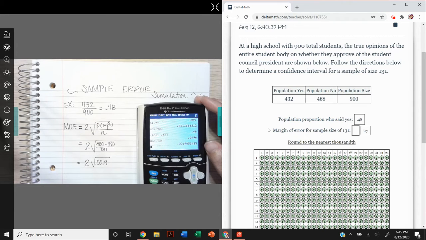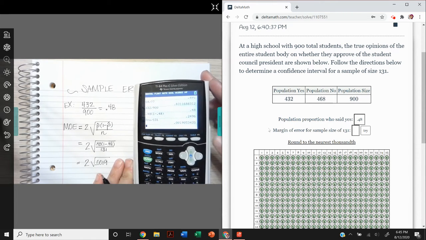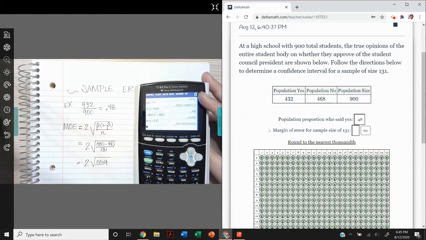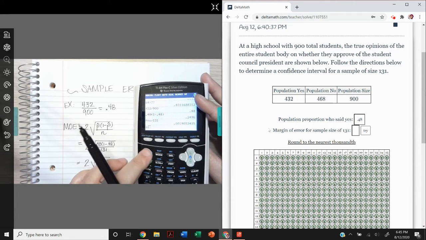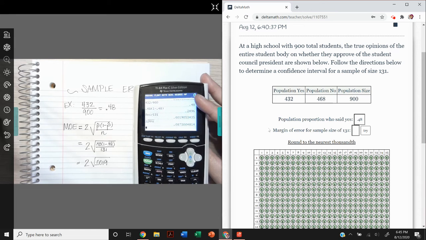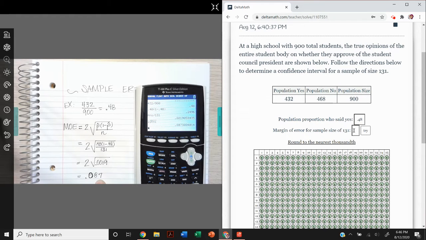Now, with calculators, I don't like to round in the middle of my problem. So I can actually store it. I've actually got it stored here. So if I type 2, and then I type square root, instead of having to retype that whole decimal in, I just type second answer. And there is my margin of error. And if you want, you can use Desmos like I taught you yesterday or the day before. So 0.0867. I'm going to cut it off there because it said round to the nearest thousandth. So 0.087.